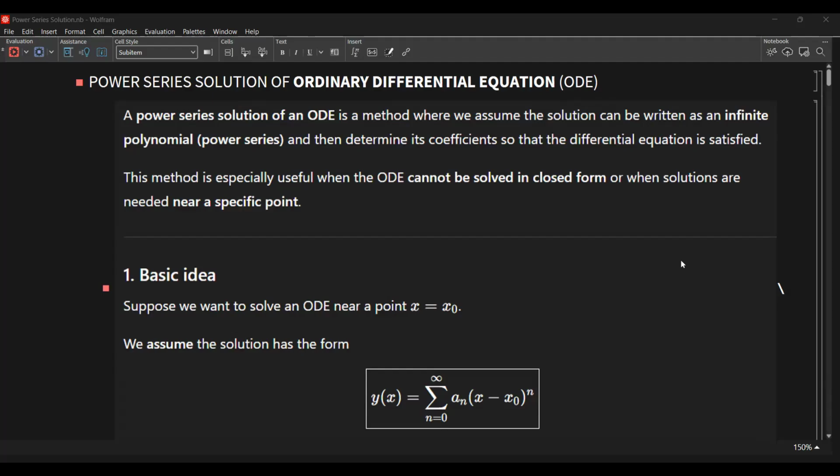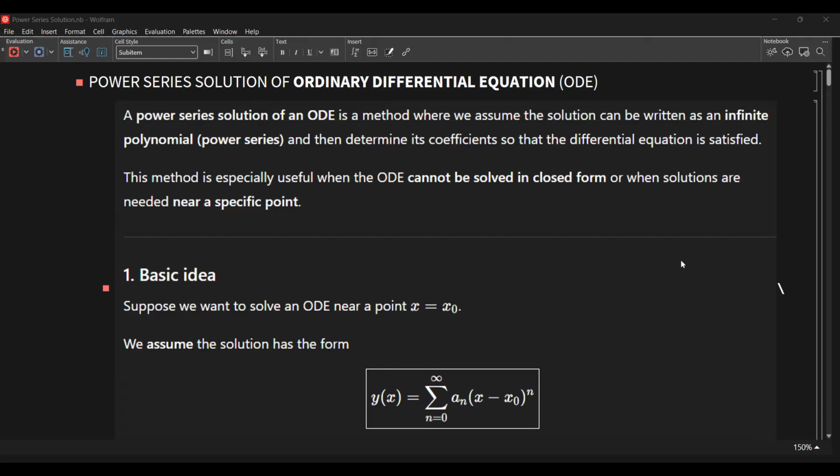Our topic is series solution of ordinary differential equations. Power series solution of an ODE is a method where we assume the solution can be written as an infinite polynomial, a power series, and then determine its coefficients so that the differential equation is satisfied. This method is especially useful when the ODE cannot be solved in closed form or when the solutions are needed near a specific point.